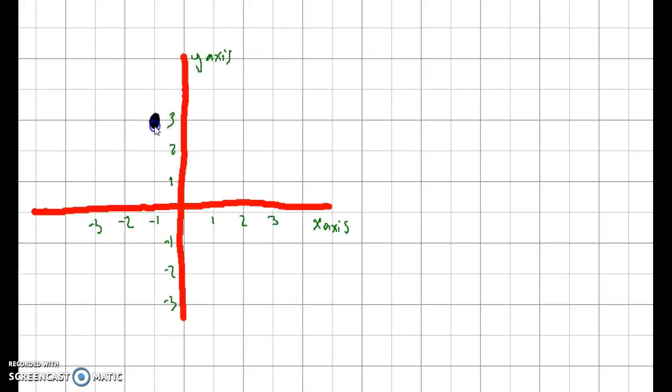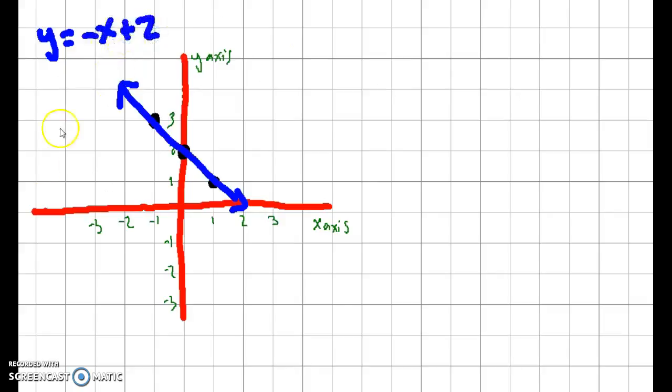So -1, 3 was right there. Second point, 0, 2. So right there. Third point, 1, 1, which is right there. Connect them using a ruler and a straight line. Notice that I'm not going very far past the points, but I am extending those points. So remember that this is the y is equal to -x plus 2 equation.